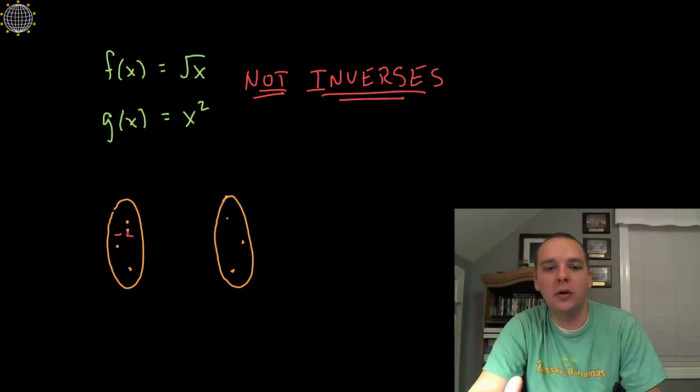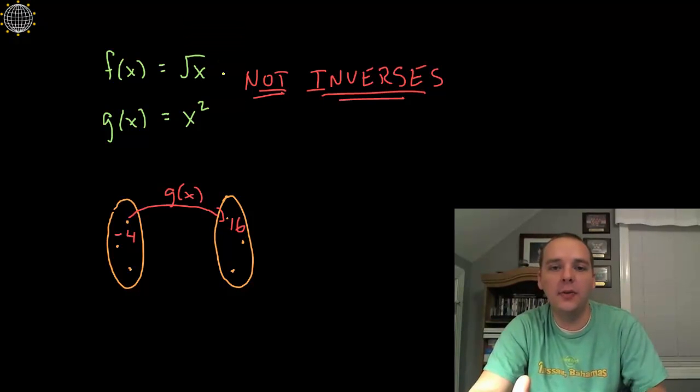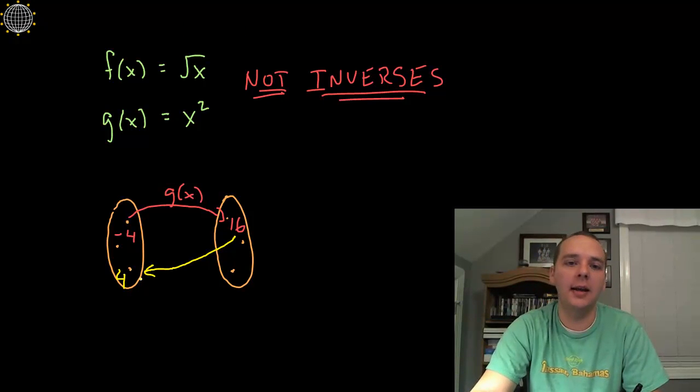-4 squared. So let's take g of x first. So -4 squared would be 16, right? But then run that through the other function. What's the square root of 16? It comes back to 4, not -4.